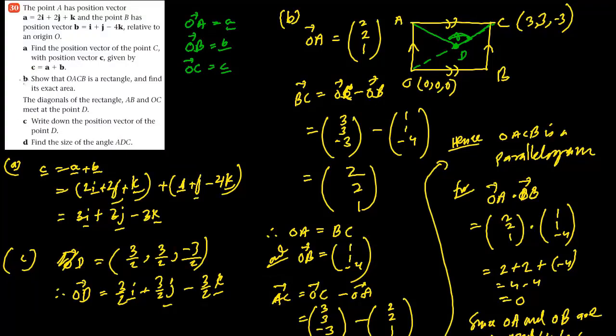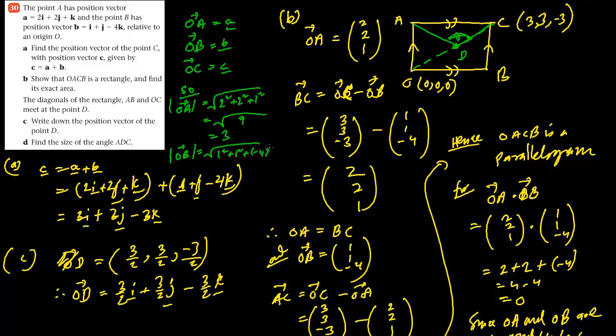One more thing is left. In question number B, there was another part where we had to find the area of the rectangle. So area of the rectangle is length into breadth. So length of OA is going to be the square root of 2 square plus 2 square plus 1 square. That turns out to be 4 plus 4, 8, 8 plus 1, 9, which is 3. And OB is going to be the square root of 1 square plus 1 square plus minus 4 square. So it is going to be 16, 17, 18, square root of 18. Therefore, area of the rectangle is length into breadth, 3 into square root of 18.